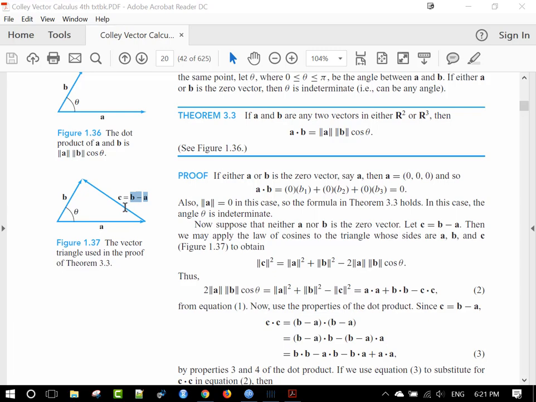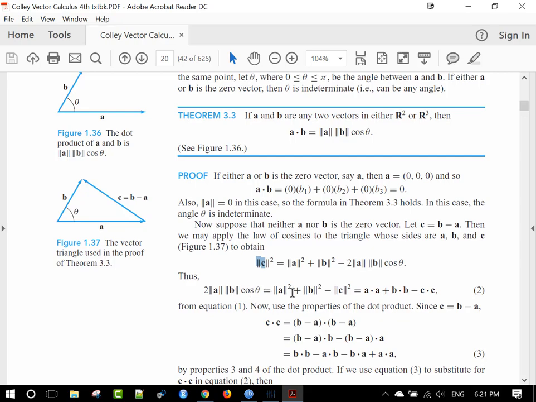So this is a triangle, and if you remember, we had something in geometry called the Law of Cosines, which tells the relationship of the lengths of A, B, and C. Now by lengths, we mean this. So this is the length of C, the length of A, the length of B, and this is the Law of Cosines. So now we do some stuff here.